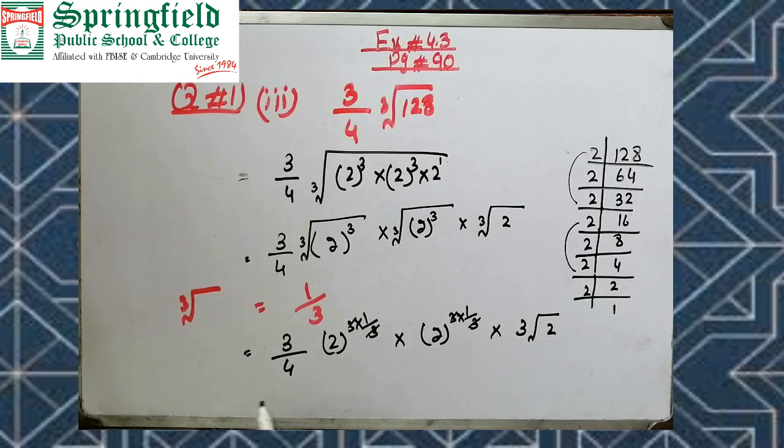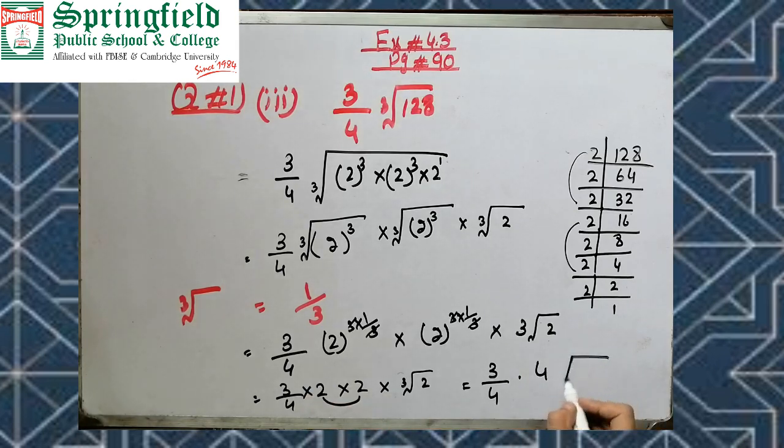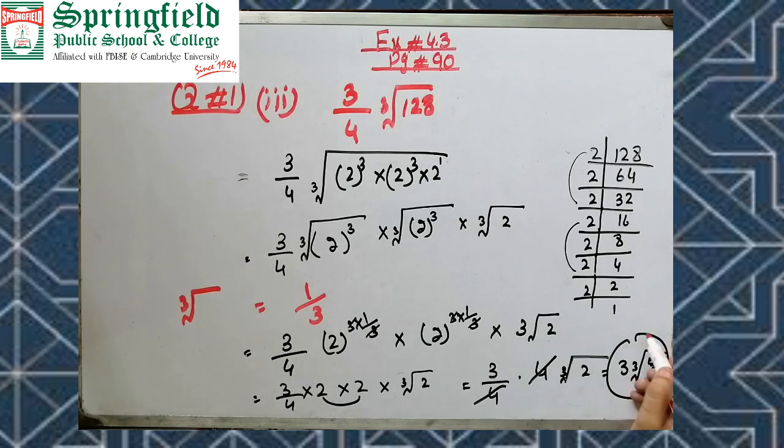3 will cancel with 3, 3 divided by 4, 2 multiply 2 multiply 3 the cube root of 2. So 2 2s are 4, 3 divided by 4 into 4, and then the cube root of 2. 4 can cancel with the 4, so just 3 cube root of 2 is left, and this is your final answer.